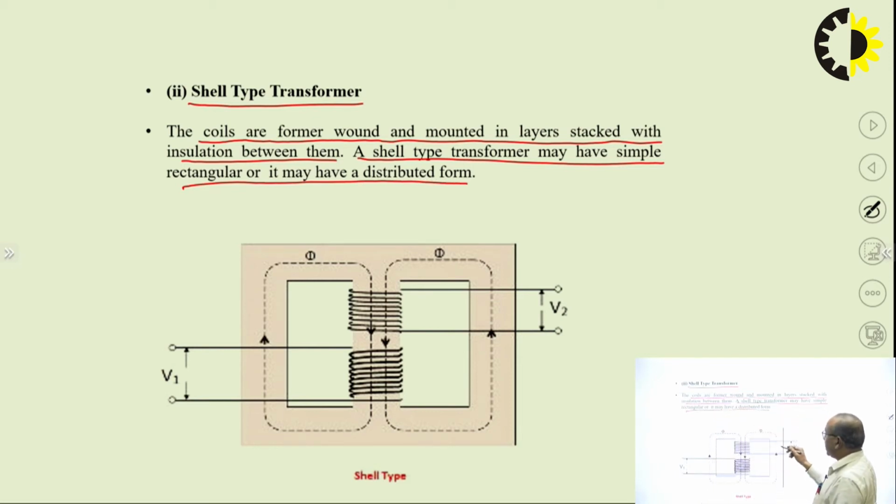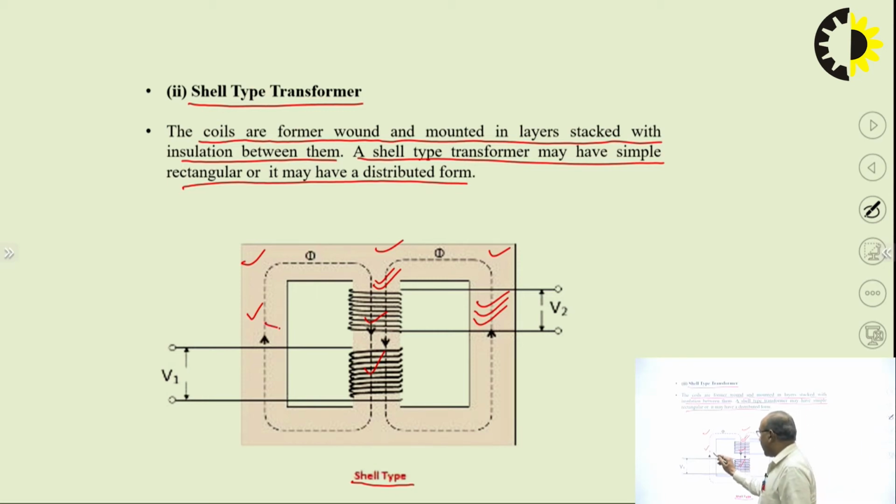So, here this is the core, all this is the core of this transformer, this is the shell type transformer. In this core we can see there are three limbs, one limb is this, the second limb is this and the third limb is this. Now, in this case the primary and secondary coils or windings are wound on the central limb, on this limb. On the outer limbs there is no winding, that we can see.